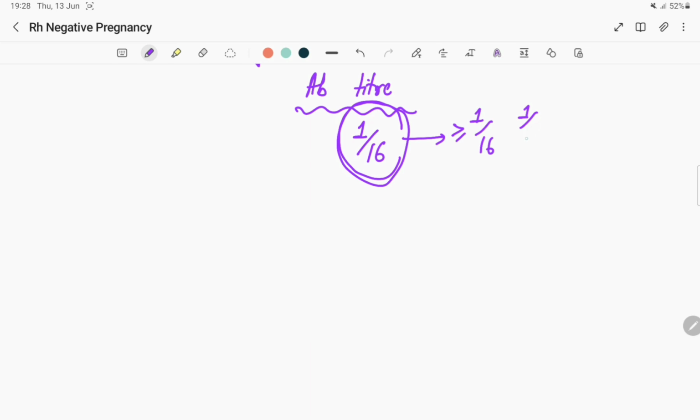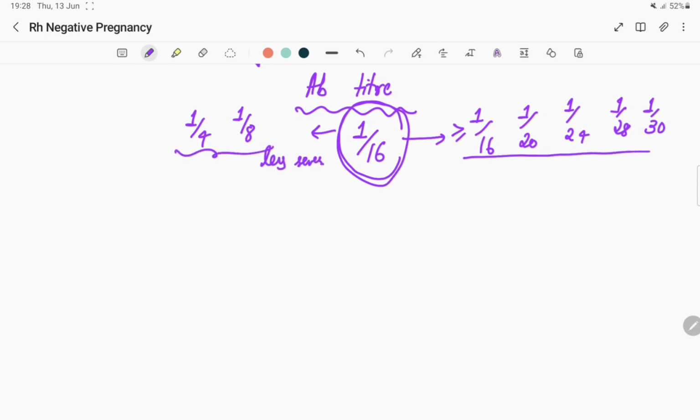Values like 1/20, 1/24, 1/28, 1/30, in those cases my management will be different. But if she has values less than that, like 1/4, 1/8, then my management will be different. So this is a less severe form and these are more severe forms. If my value is 1/4, 1/8, I can still take some risk. I keep repeating titer at 4 weeks interval. Obviously, I'll do fetal surveillance, I'll keep monitoring the fetus as well. So I'll do fetal surveillance beginning from 32 weeks and I'll keep repeating titer 4 weekly. Then carry on the pregnancy up to 37 to 38 weeks.